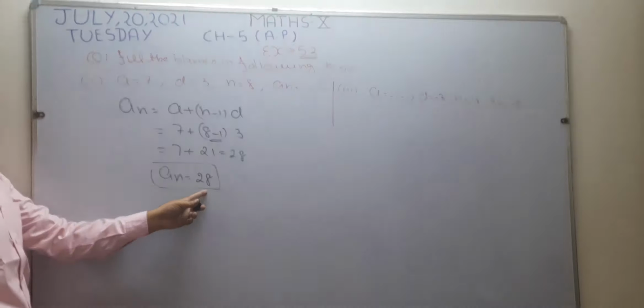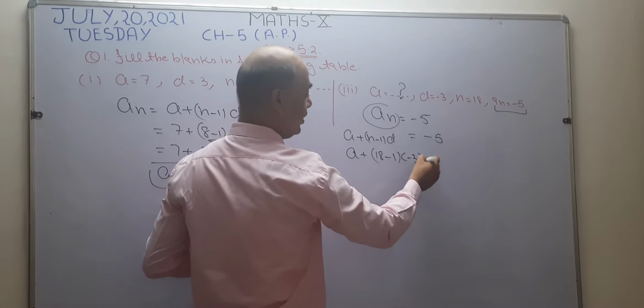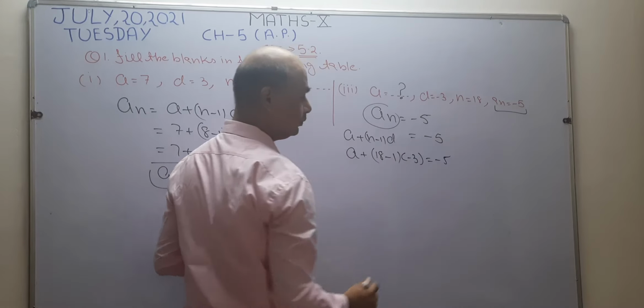Okay. Now, I want to write the value of an. So, value of an is a plus n minus 1 into d using n term of an AP. To find the n term of AP, formula is a plus n minus 1 into d. Now, what is given? A is missing, so a is going to remain same. After that, value of n is given, which is 18 minus 1. Value of d is also given, which is minus 3. I write minus 3 equal to minus 5.